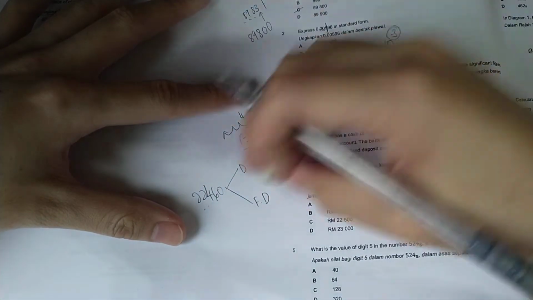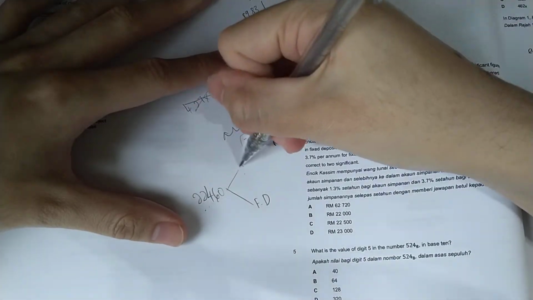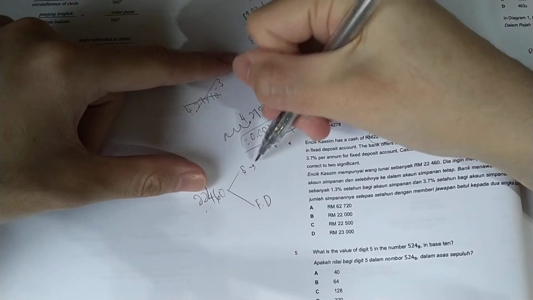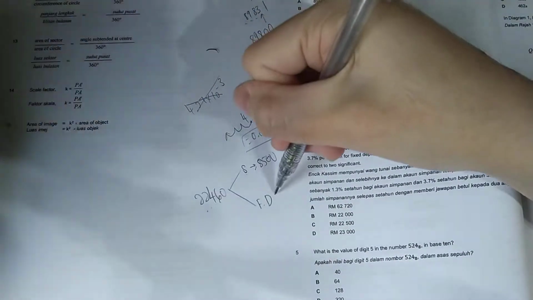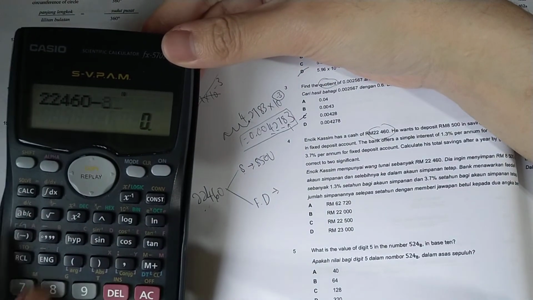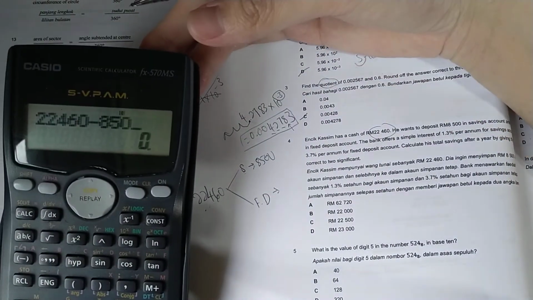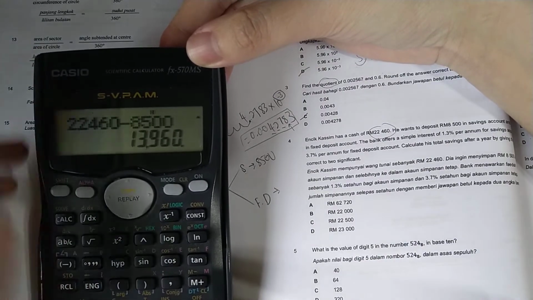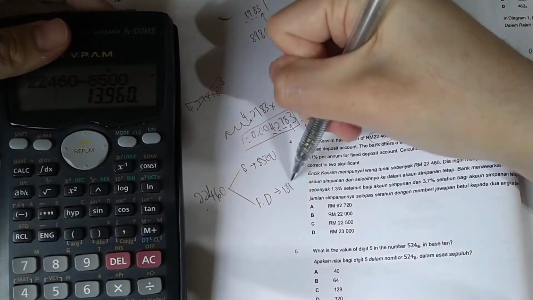Oh, sorry, savings, not deposit. So he wants to deposit 8,500 in savings. So savings is how much? 8,500. And the rest is in fixed deposit. So you can find out how much. Just take 22460 minus 8500 to get the balance, right? Okay, 13960. That's the balance.